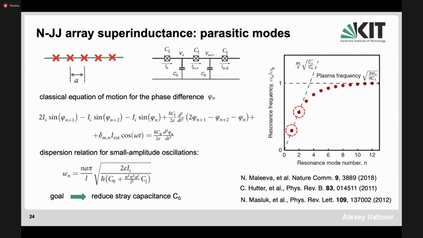Okay, so all these nice advantages of having suppressed charge noise, harmonic levels, and low frequency, which is very convenient for the transition between ground state and excited state, all have their price. And the price to pay here is the parasitic modes, which occur in the fluxonium due to the series array of Josephson junctions. If you take a series array of Josephson junctions, they are indicated here by red crosses, and the equivalent circuit is shown here on the right.